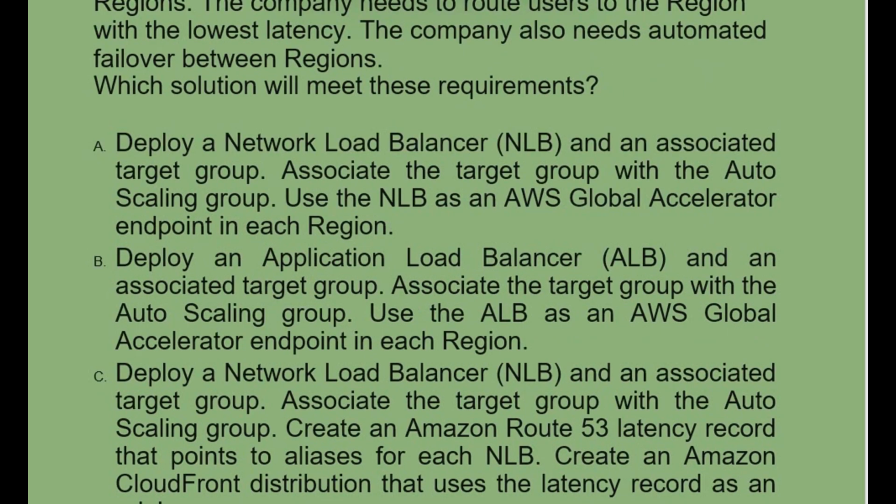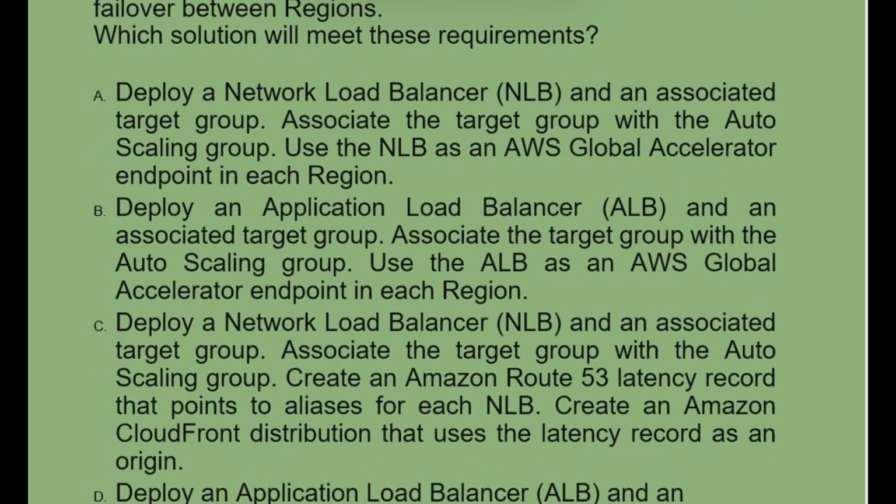Option A. Deploy a network load balancer NLB and an associated target group. Associate the target group with the auto-scaling group. Use the NLB as an AWS Global Accelerator endpoint in each region. Option B. Deploy an application load balancer ALB and an associated target group. Associate the target group with the auto-scaling group. Use the ALB as an AWS Global Accelerator endpoint in each region.